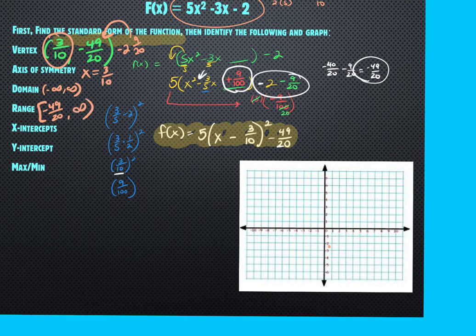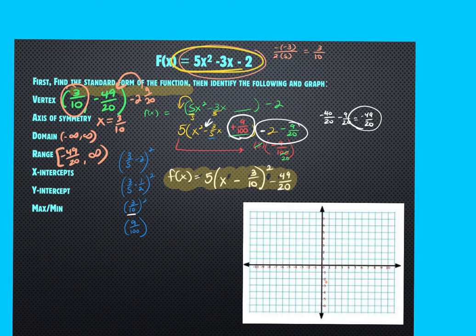I'm going to go back to my x-intercepts. The y-intercept is easiest from the original equation, okay? It would be 0 here and 0 here, so my y-intercept is 0, negative 2. And my minimum, I can already tell. You're going to circle that it's a minimum because this opens upward. And the minimum is the k coordinate of your vertex, which is negative 49/20. Just that, not the coordinate point, just the k.